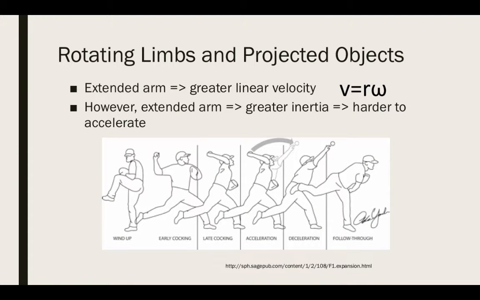We can see here in this example of a skilled pitcher throwing a ball. He takes advantage of both the radius of rotation as well as the angular velocity. And he counteracts the inertia of having a straight arm by cocking or winding up and bending his elbow before extending and releasing the ball all the way through. So he's exploiting the movement by keeping his elbow bent until the time of maximum acceleration in order to reduce the inertia, and then he extends his arm finally to increase the radius of rotation.